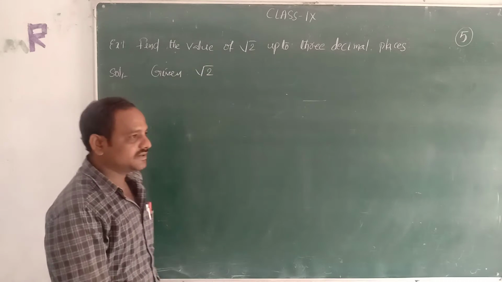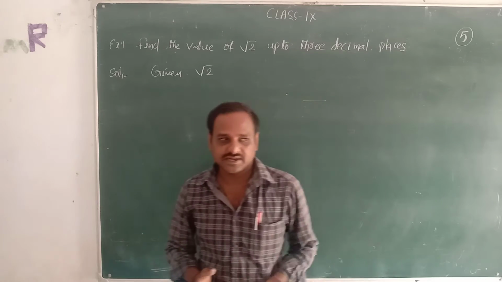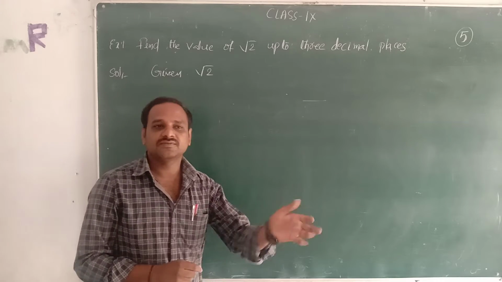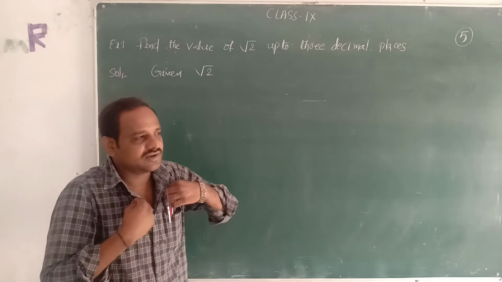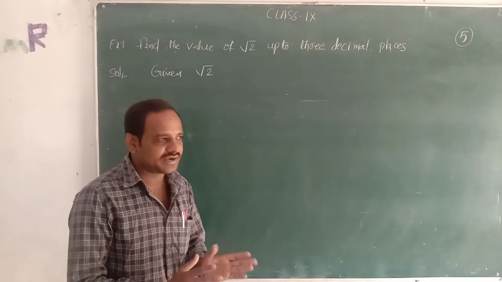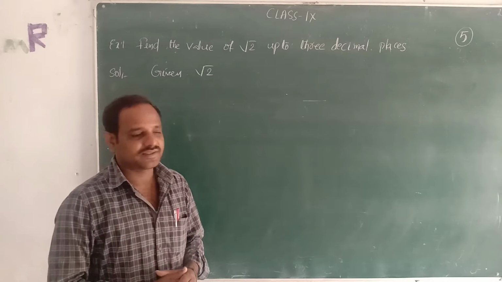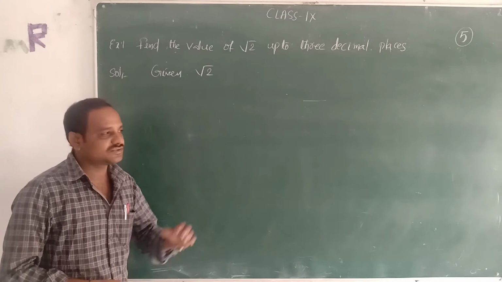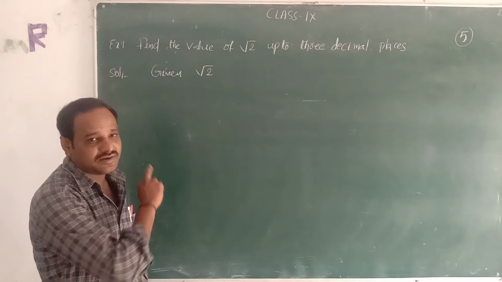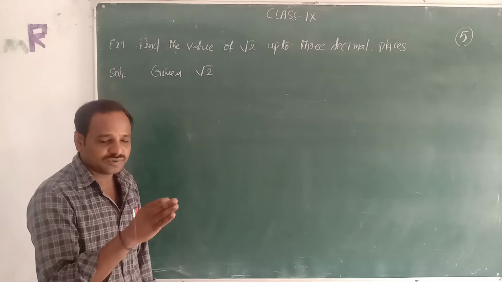So first, to find the value of root 2, already we knew the value of root 2 is how much? 1.414 up to 3 decimals. So actually we are taking only up to 3 decimals, 414, but it is not ending. 1.414 and so on. The value of root 2 has no end point. It is a non-terminating decimal. That is why we are going to take up to 3 decimals.